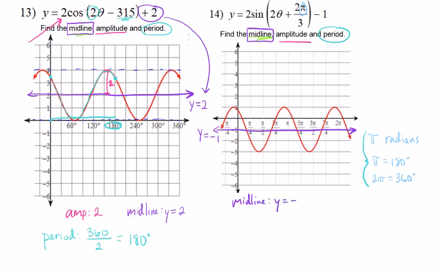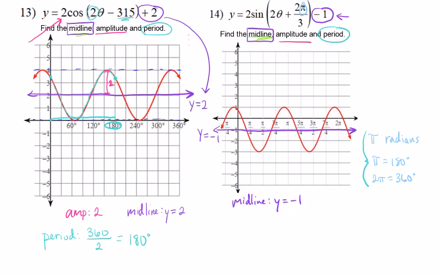Midline, y equals -1. Now remember, you can also do that by looking at this right here. Another way to find the midline is to just look at the equation or the function, and then whatever number you're subtracting or adding at the end, and it could be in the beginning too, but it's the number that's not attached to the trig function, you set that equal to y, and that's your midline. Okay, so we got that done.